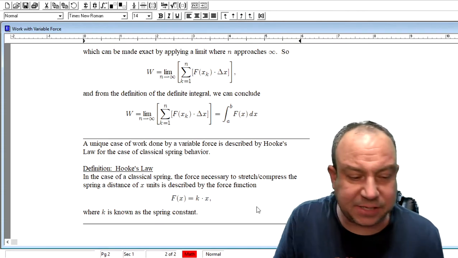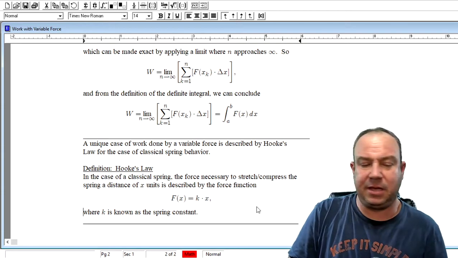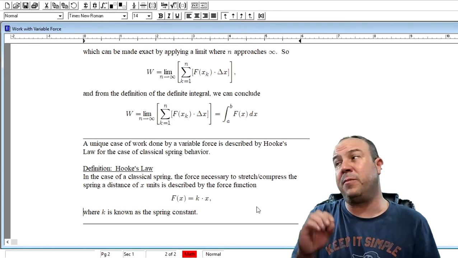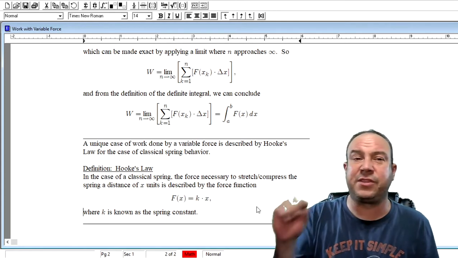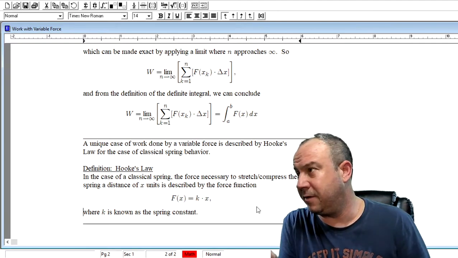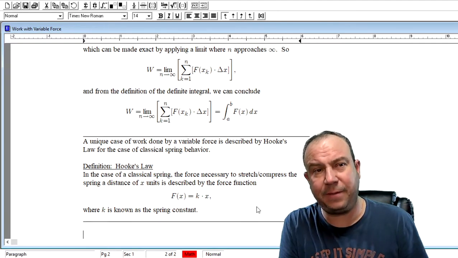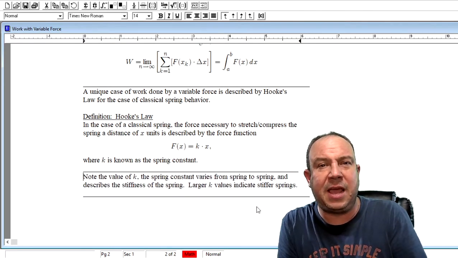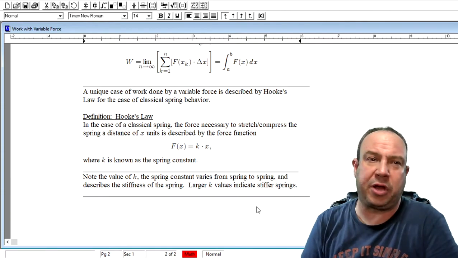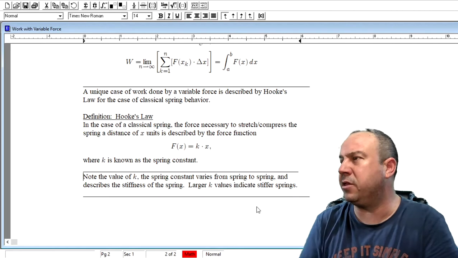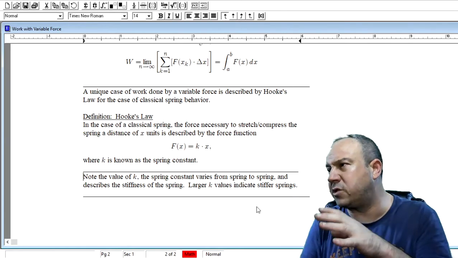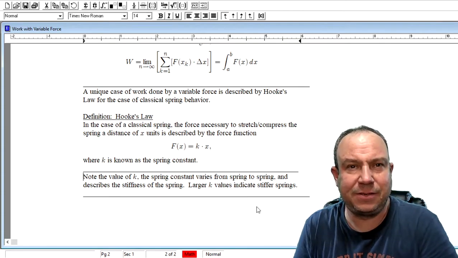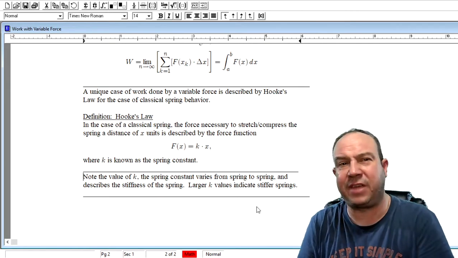In the case of a classical spring, this is how we would expect the force to behave, in a very much linear fashion with the spring constant over the length, x. Now, that spring constant does vary from spring to spring, and really what it describes is the stiffness of the spring. The stiffer the spring, the larger your k value. The more force will be necessary to stretch or compress it a given distance. That's going to lead to larger values of k.